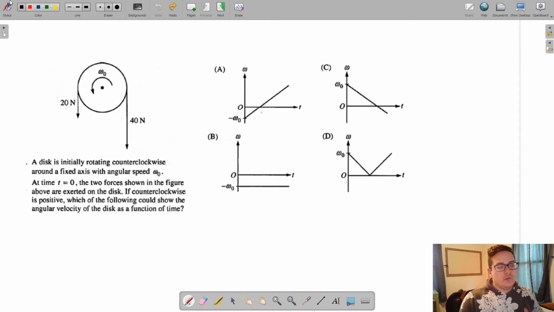All right, ladies and gentlemen, we're going to look at this question. Go ahead and hit pause on the video and try it out on your own, but I'm going to go ahead and get started. So the first thing we notice is counterclockwise is positive in this question.